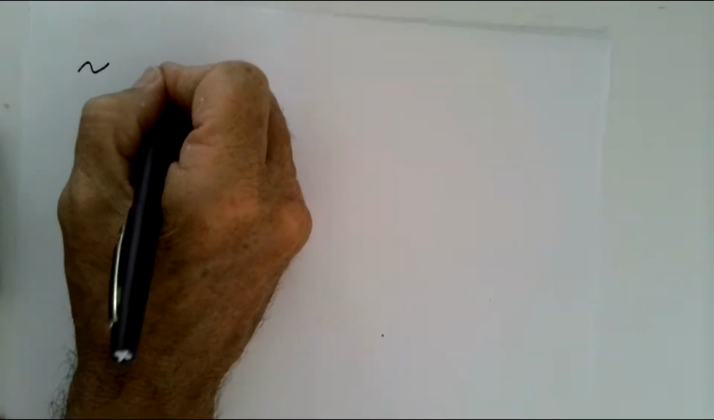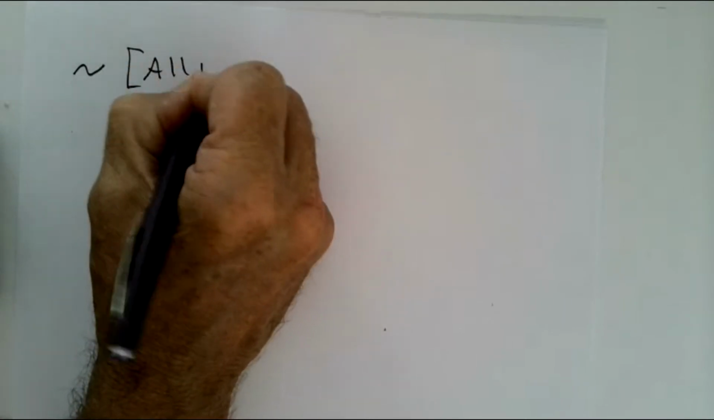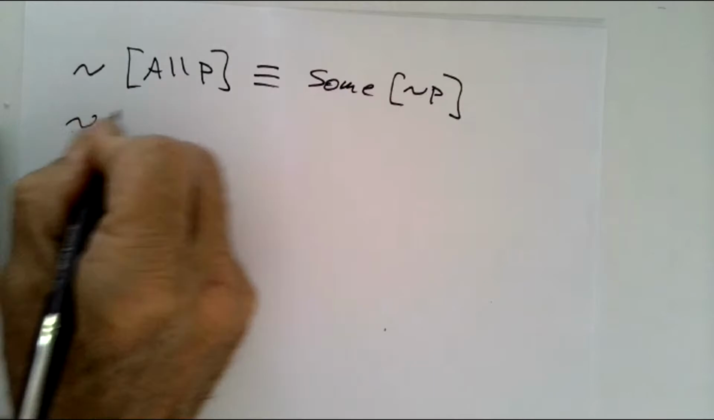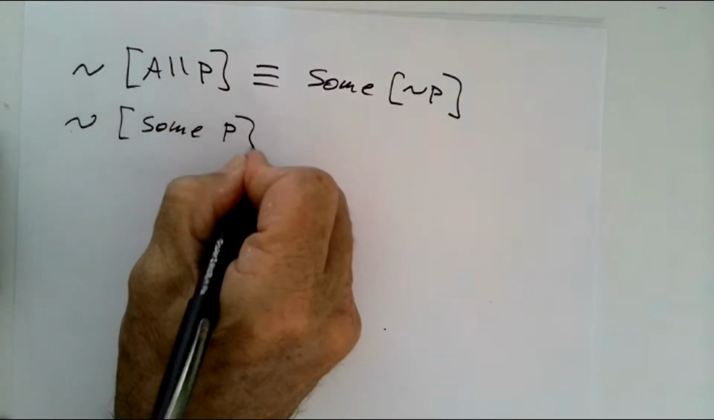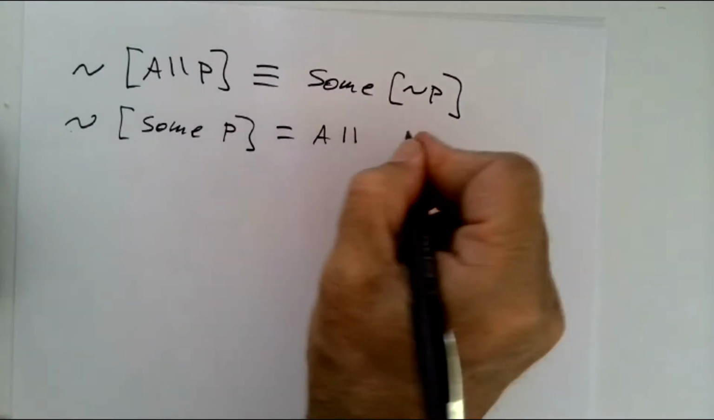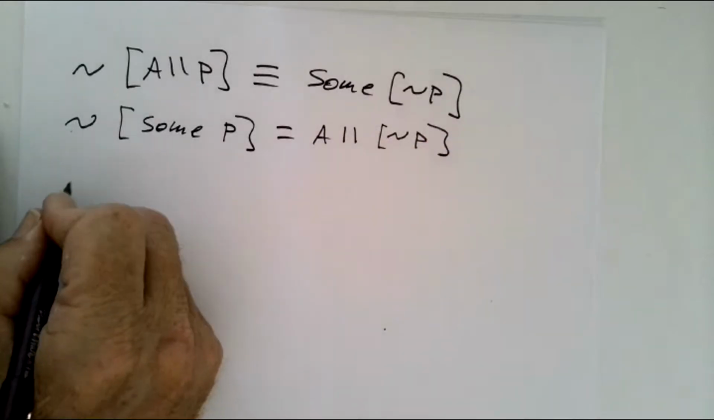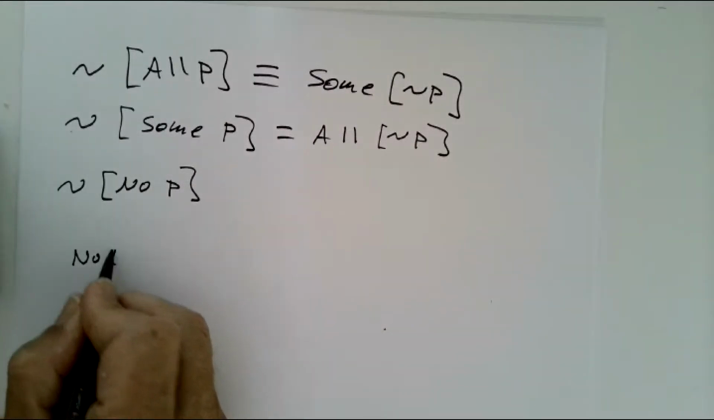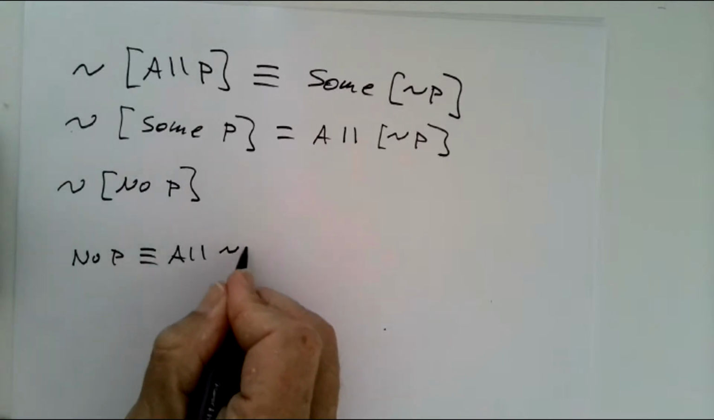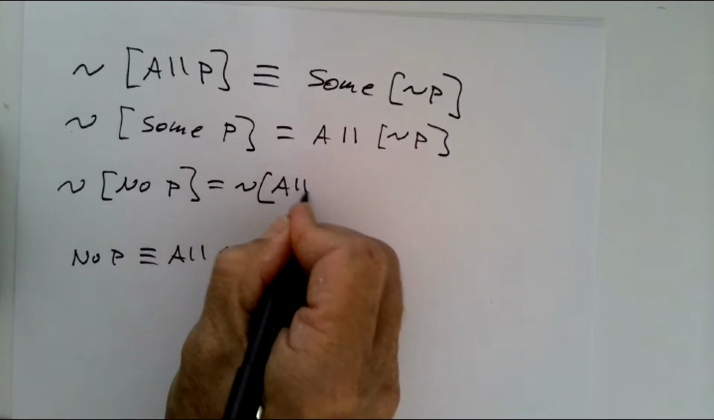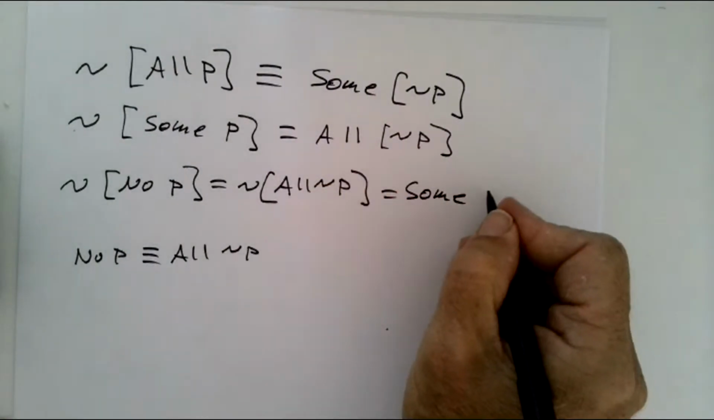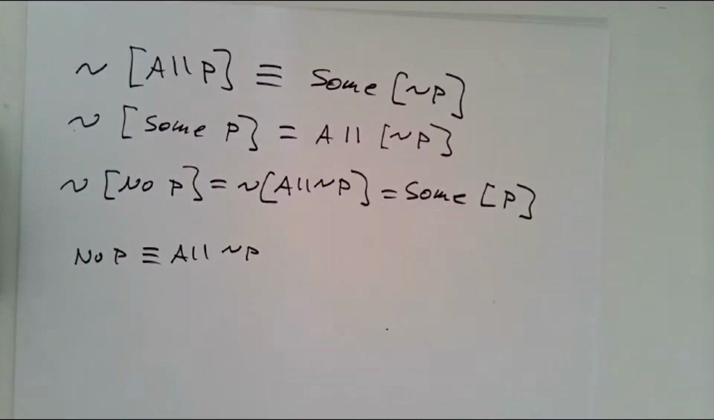To highlight this notion, I like to think about it this way. The negation of all P is some not P. The negation of some P is all not P. How about if I want the negation of no P? Well, here's the thing. No P is equivalent to all not P. So this is the negation of all not P. The negation of all not P is some. Take the negation of not P. The negation of not P gives me P. And that will conclude this lesson.